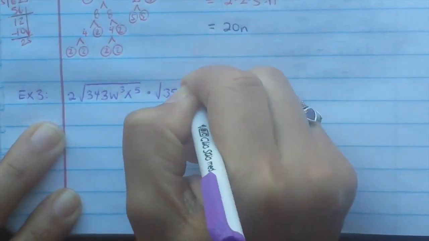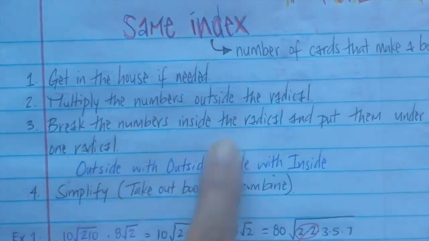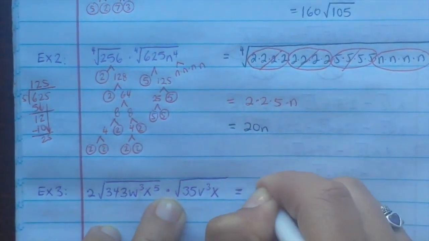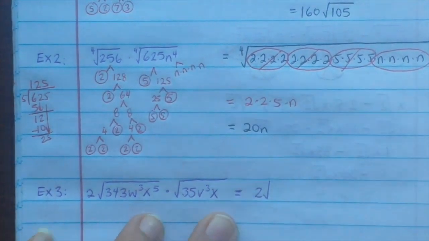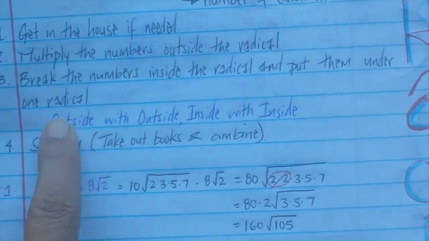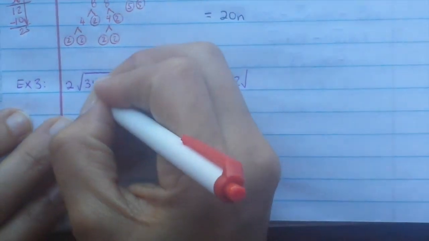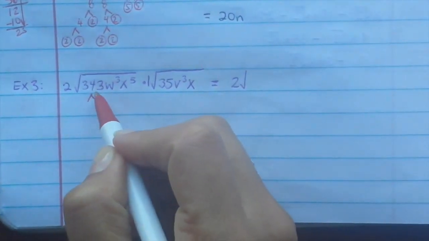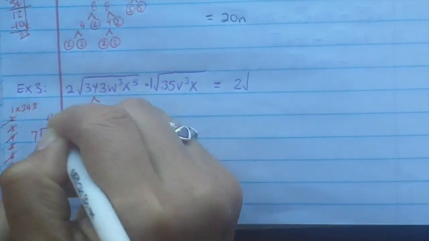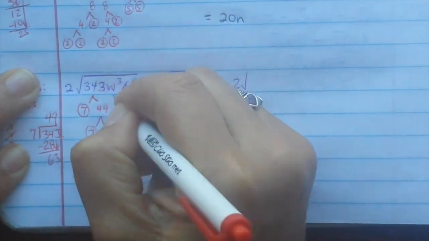All right, so again, the notes say you're going to multiply outside with outside, break the inside down, and combine them. That's really what it says. All right, so outside with outside, 2 times invisible 1 is 2. All right, break everything inside the radical and put them under 1. So let's go ahead and break it down. You're just going to do this in a calculator. I'm just going to do it by hand, but you're going to do it in the calculator. 343 divided by 7 works. And that's going to be 7 times 49. Break down 49, 7 times 7.